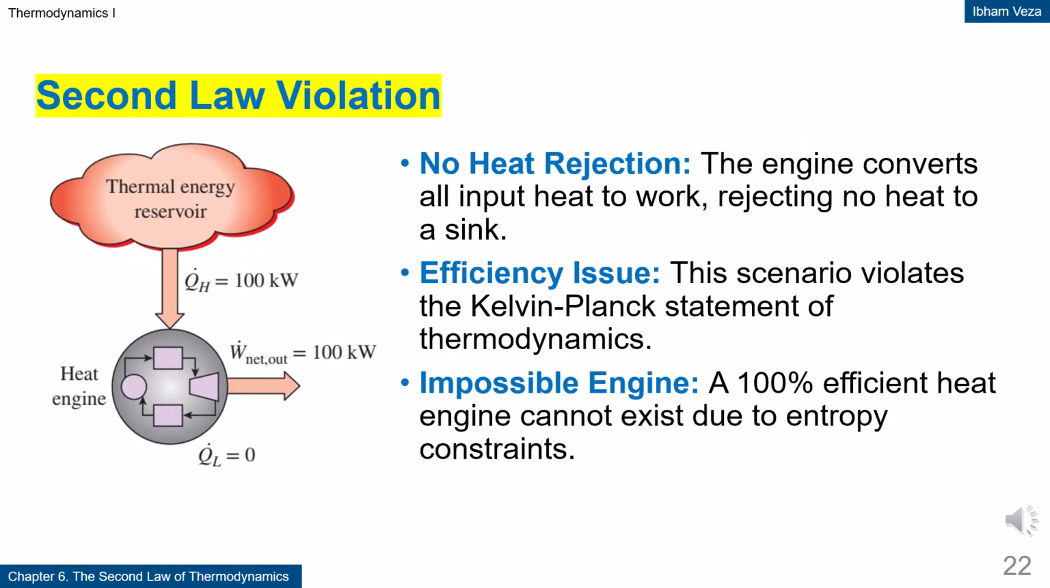Second law violation. An engine that claims to convert all heat into work without rejecting any heat is an impossible machine. Such a claim directly violates the Kelvin-Planck statement of the second law. No heat engine can operate without a cold reservoir. The existence of a cold reservoir is a physical necessity, not a design choice. This shows that 100% efficiency can never be achieved.